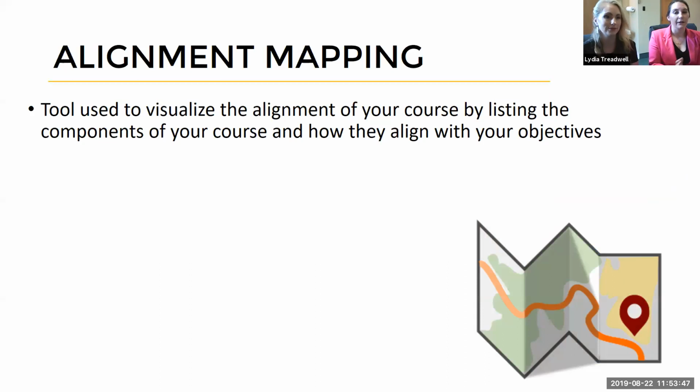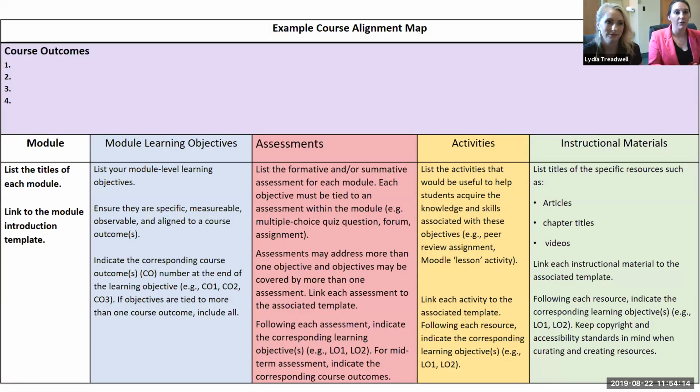So we've talked about a lot of different parts, a lot of different pieces to this puzzle. How do you put it all together? How do you organize it for your specific course? What's the best way to start doing all of this? One tool that we use to help visualize and organize the alignment of a course from start to finish is called an alignment map. And we're going to go ahead and show you an example of one we use.